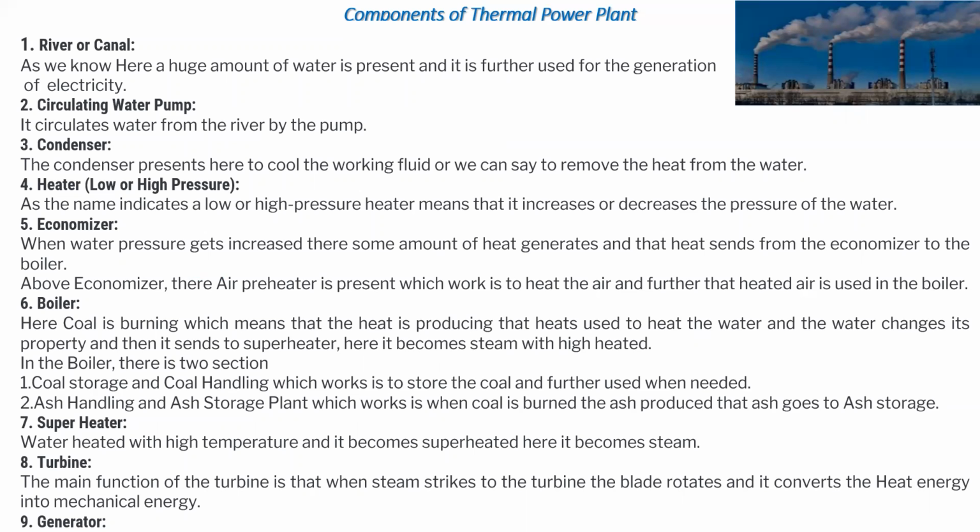The economizer: when water pressure is increased, a huge amount of heat is generated, and that heat is sent from the economizer to the boiler. Above the economizer, the air preheater is present, whose work is to heat the air, and that heated air is then used in the boiler. I will explain these two things with the help of the last figure. Here you will see one more word, superheater. Water heated to high temperature becomes superheated, and here it becomes steam.